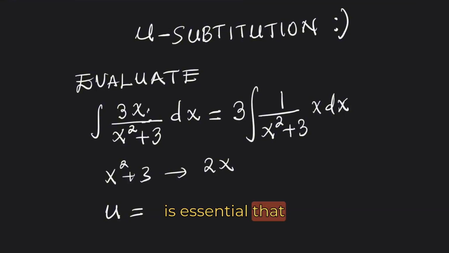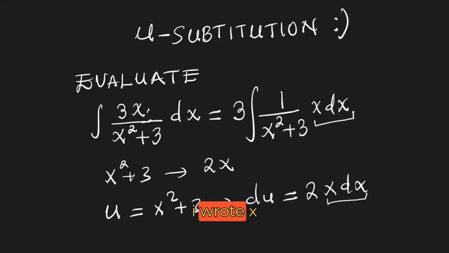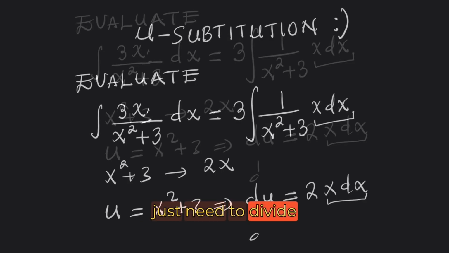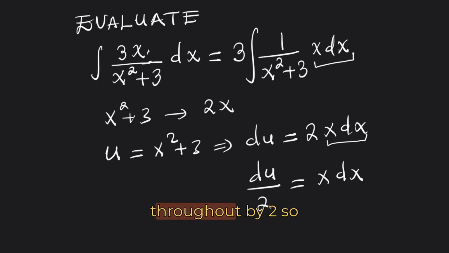So it is essential that we make u equal to x squared plus 3. And this gives us what? The derivative of u is equal to 2x dx, okay? Now that we have du is equal to 2x dx, you can see that here I wrote x dx, which is this x dx. So for this to be the same, I just need to divide throughout by 2. So this implies that du over 2 is equal to x dx.